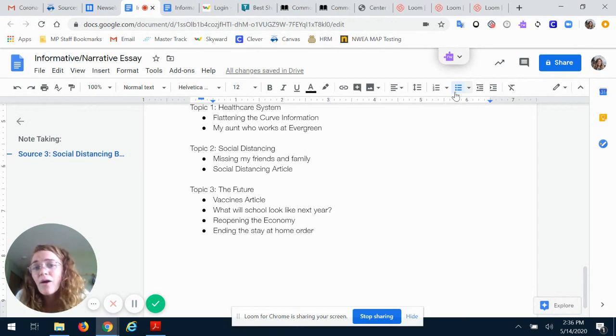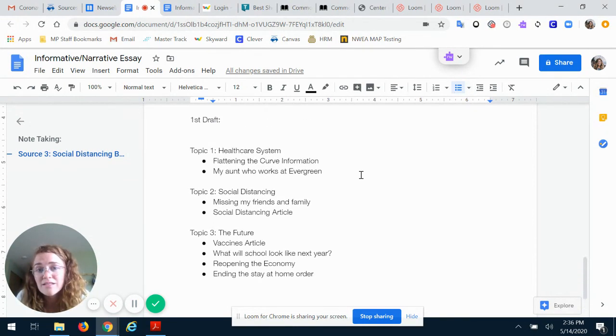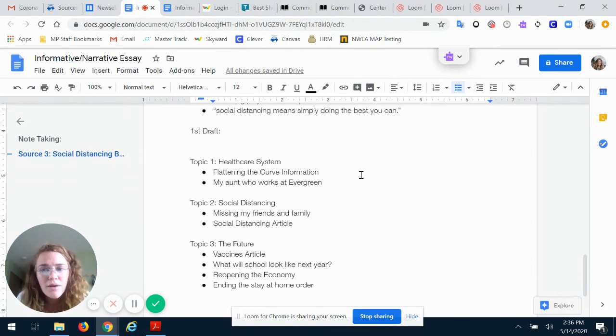So this is how I look to organize things, and you can use mine as a model, but it's really about what makes sense to you. So that is kind of how you're going to think about organizing your essays at first.